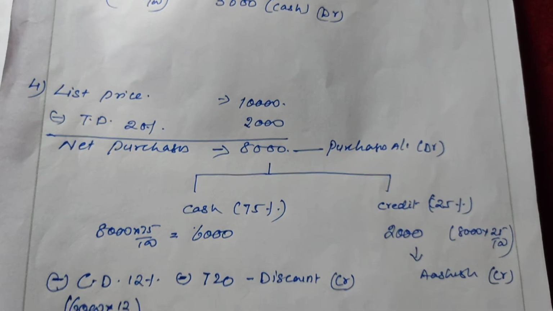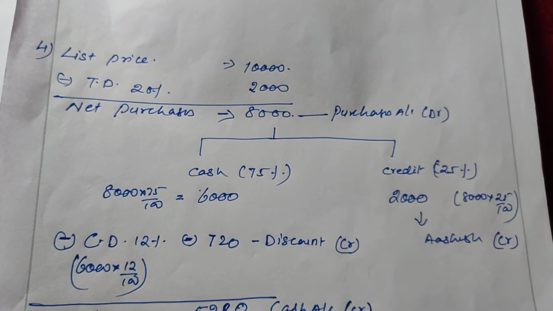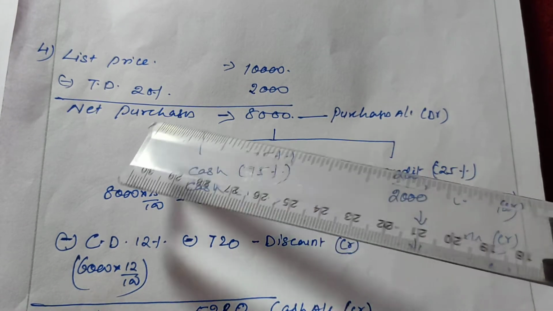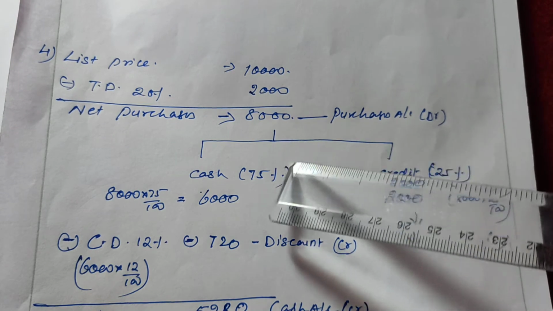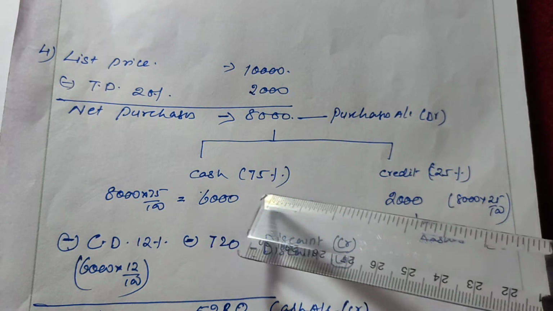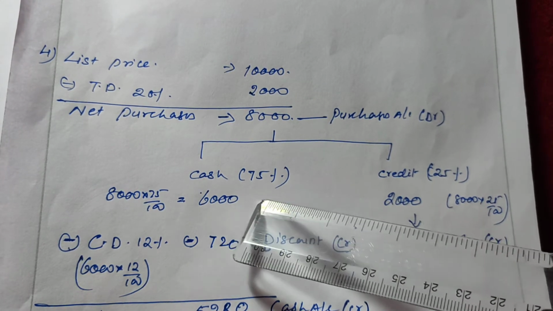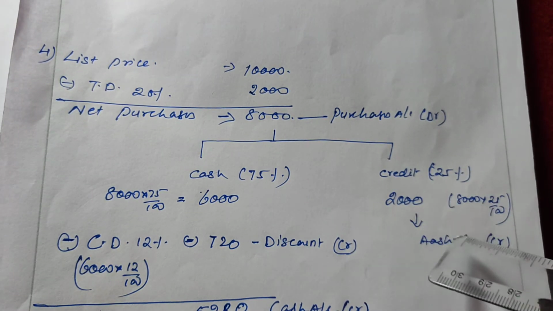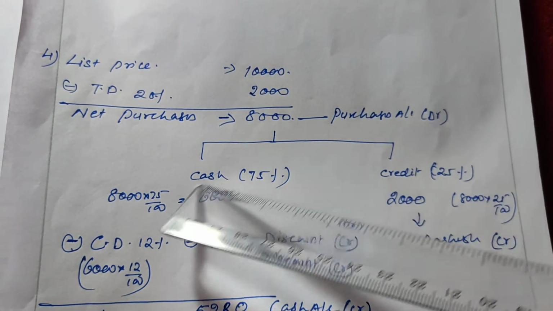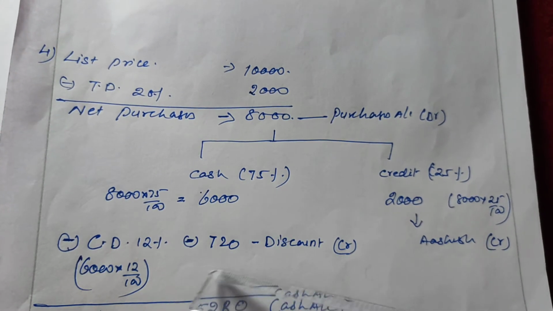So what is our working note here? List price is 10,000. We have deducted the trade discount. Net purchase is 8,000. Here 75% is cash, we are making the payment. That means 25% is a credit purchase. So from this cash purchase we have to deduct the discount.